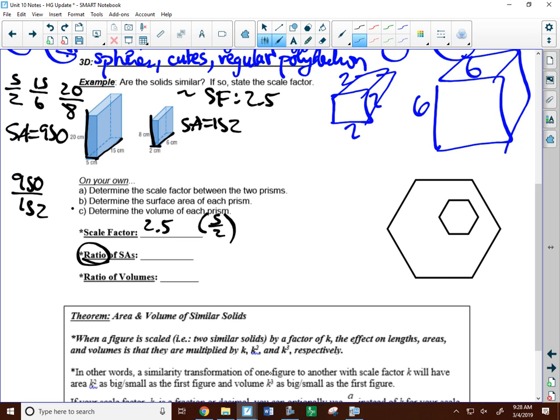So what did I say it was? It was 950 over 152, 6.25. As a fraction, it would have been 25 over 4. So basically, guys, you take this number, you go back, you square it, either one of these versions, and you would get this one. That's the ratio of any area: surface area, area of one face. Now, before we do it, what do you think is going to happen with the ratios of volumes? Any guesses?